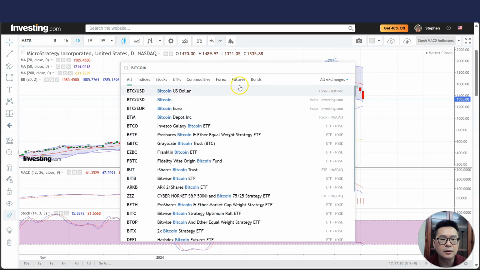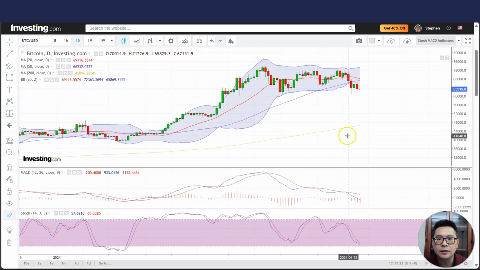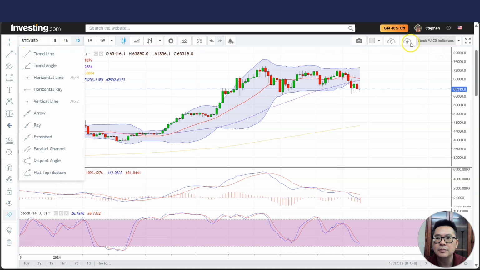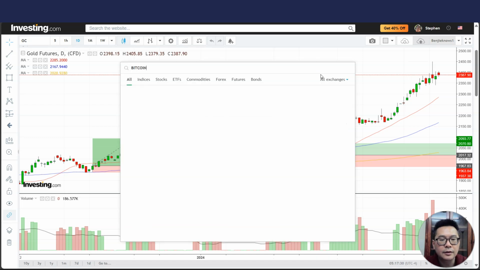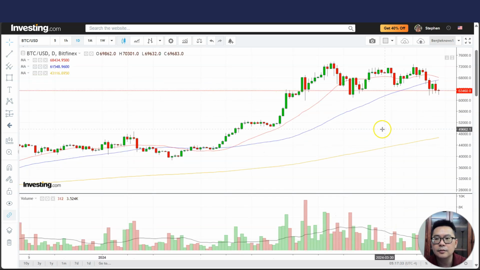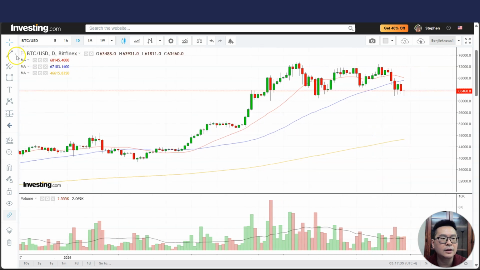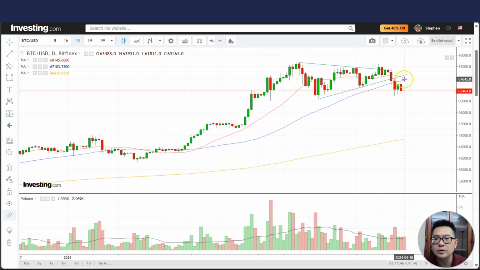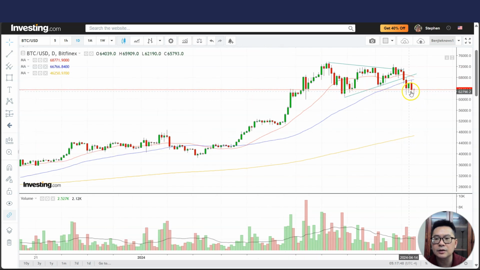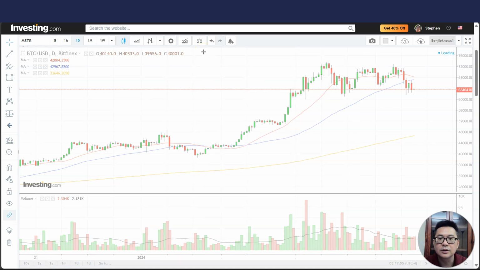Microstrategy is tied a lot to Bitcoin. If you look at Bitcoin, it has failed. Let me just go back to an easier chart for you to see. Bitcoin, you can see it has failed this kind of a triangle pattern, right? It was trying to go up, but eventually it broke down, went below the 20 MA and 50 MA, and if this support does not hold, you could see it going down, and that might not be so good for MicroStrategy.